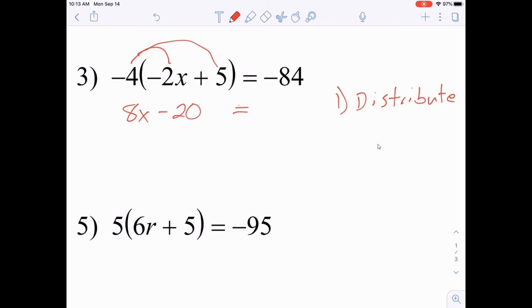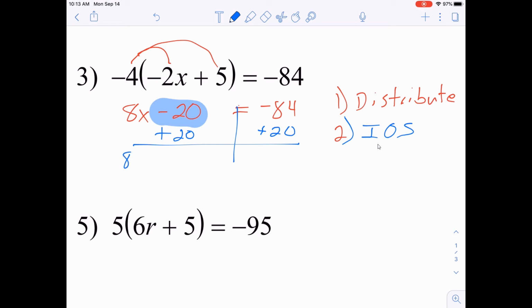The equal sign just comes down. Negative 84 drops down as well. The second step is to get rid of the minus 20. To do that, I'm going to do what's called the inverse of subtraction. Add 20 to both sides. X is going to drop down. The negative 20 and 20 are going to cancel. Negative 84 plus 20 is equal to negative 64. You can use a calculator.